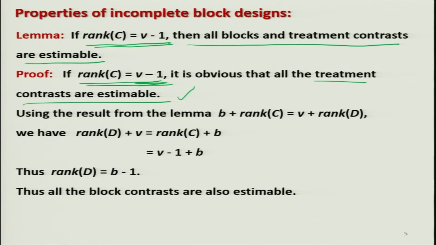Now, we have just proved the result that B plus rank of C is equal to V plus rank of D. So, in case I substitute rank of C equal to V minus 1 here, let us see what we get.